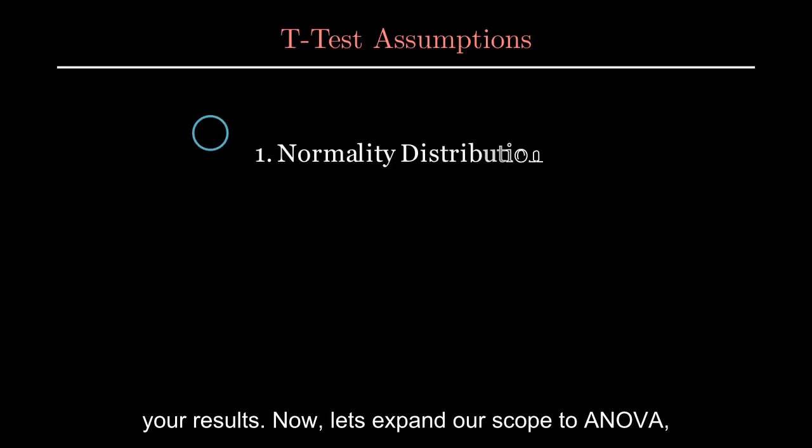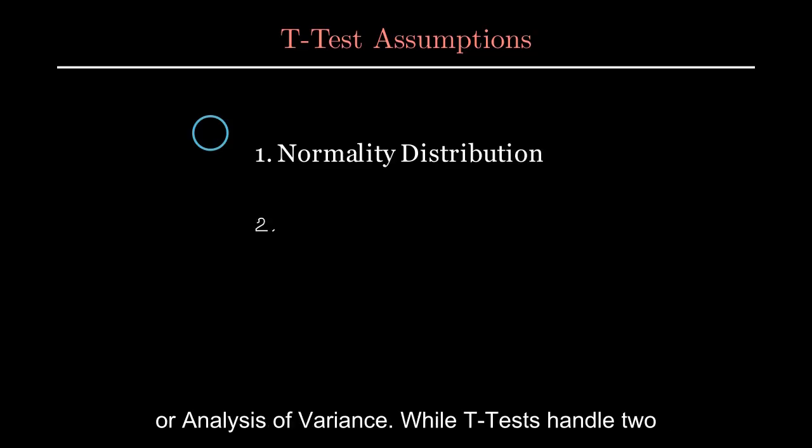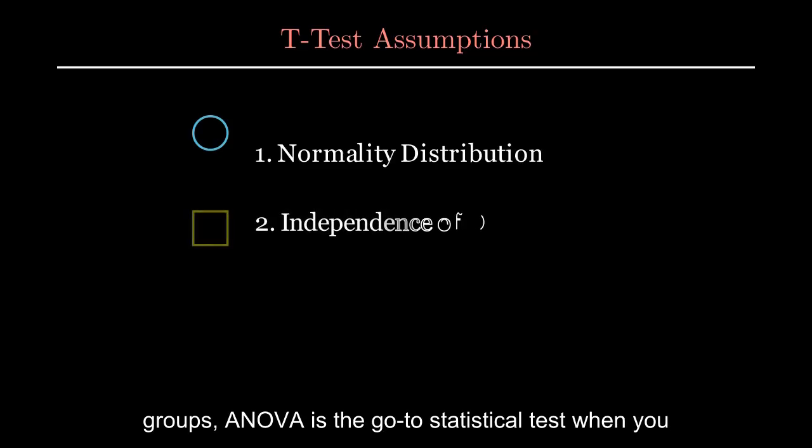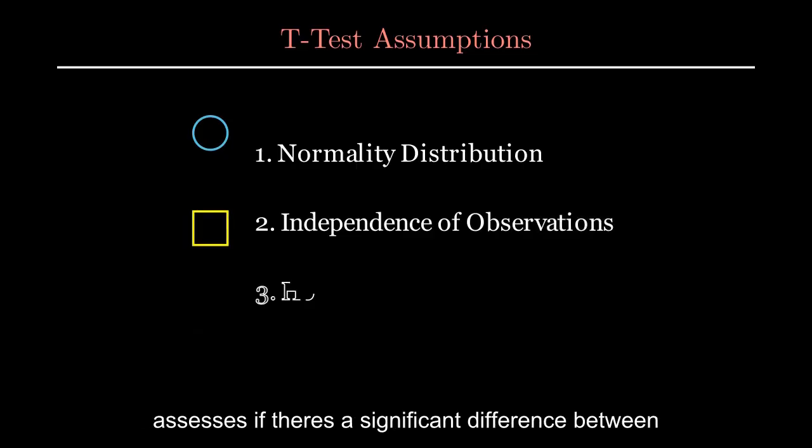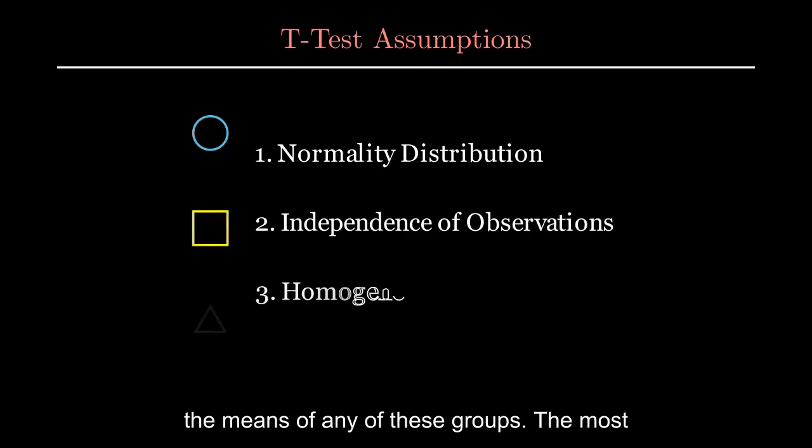Now let's expand our scope to ANOVA, or analysis of variance. While T-tests handle two groups, ANOVA is the go-to statistical test when you need to compare the means of three or more independent groups. It assesses if there's a significant difference between the means of any of these groups.